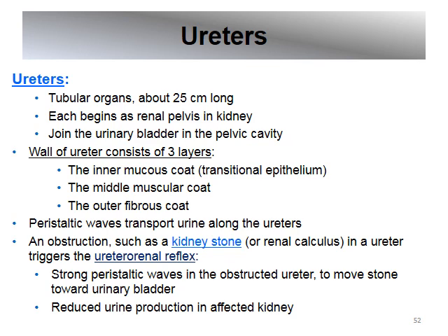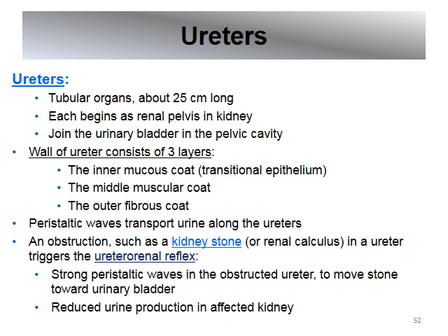So your ureters are about 25 centimeters long. They're going to begin at the renal pelvis, and they are going to join the bladder on the inferior surface. They do have 3 layers. We're not overly worried about the layers. And it's important to know that we have peristaltic waves that transport urine along the ureters, almost like we discussed in the GI system and the movement of food through your intestinal system.